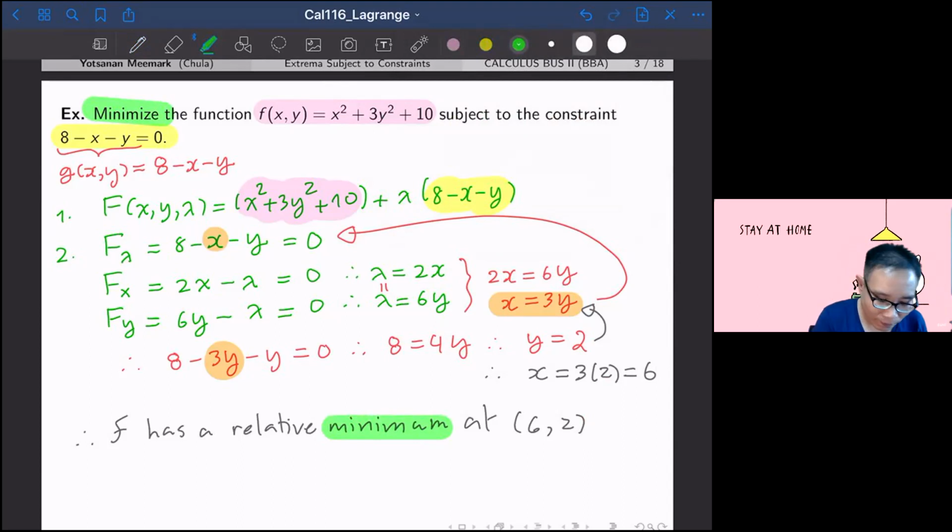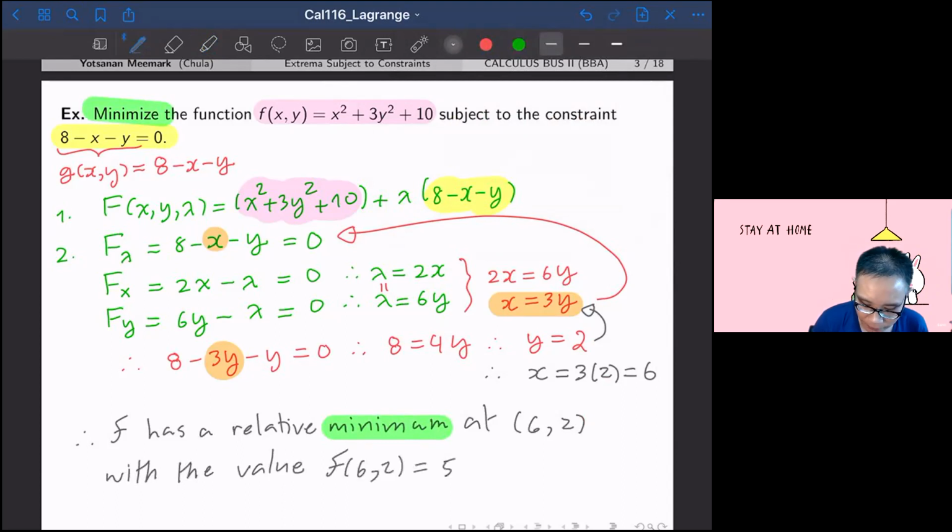And this one, with the value f(6, 2) equal to 58 that we computed earlier. For this one, you have only one point that satisfies the equations f_lambda equal to 0, f_x equal to 0, and f_y equal to 0. So you would not be able to compare with any other point in order to get the largest or the smallest. So the way to know whether you're going to get maximum or minimum turns out to be that you just read the equation, okay?